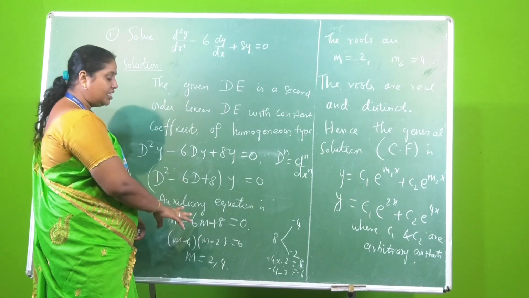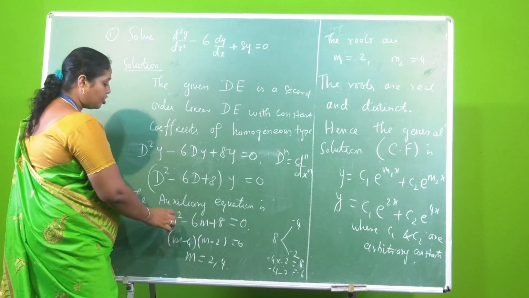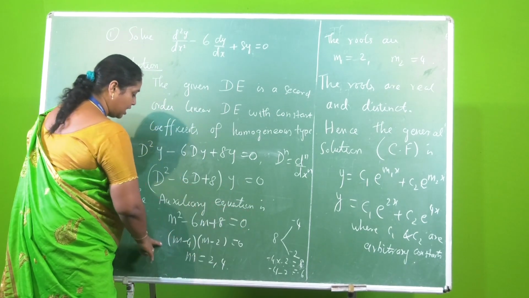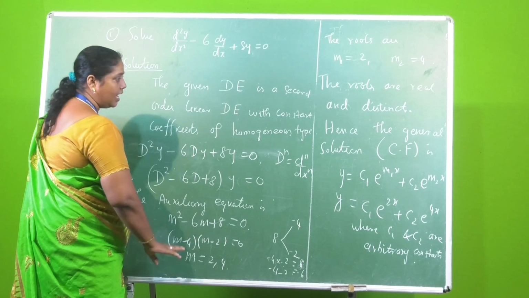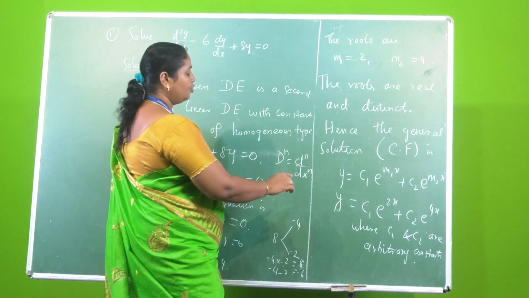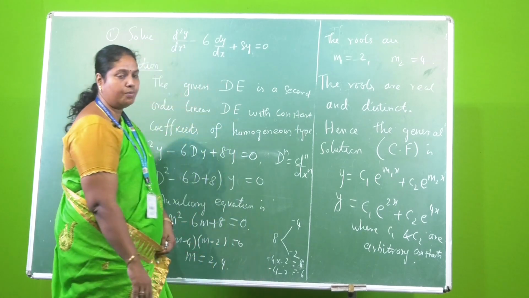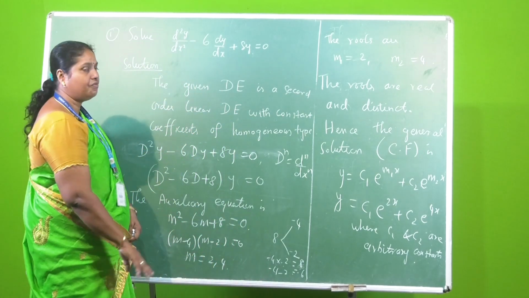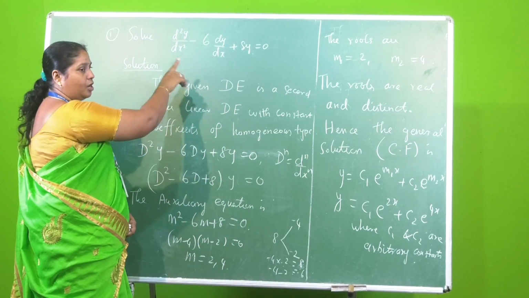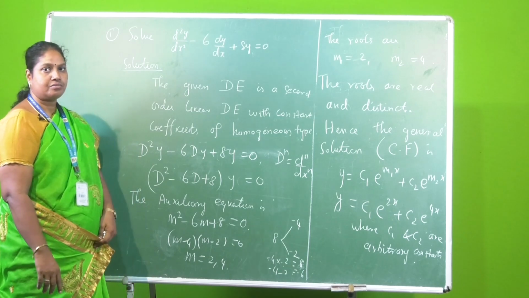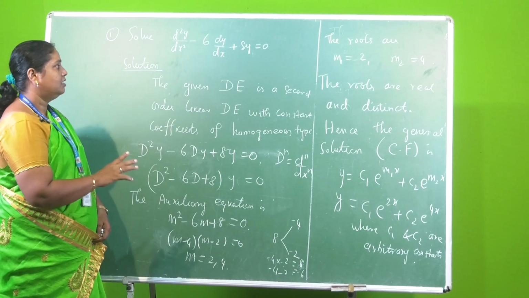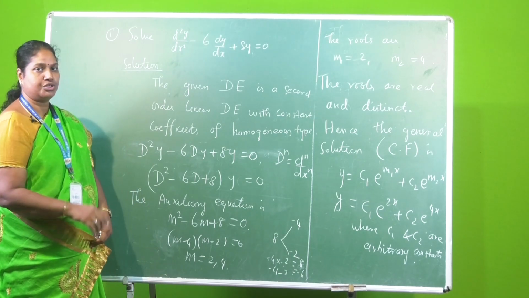So while solving this problem, you have to concentrate mainly on writing the auxiliary equation and solving the auxiliary equation. Then if you know the formula very well, you can easily write the general solution, that is the complementary function of this type of function. And this type of problem will be asked in the semester examination as a 2 mark question.